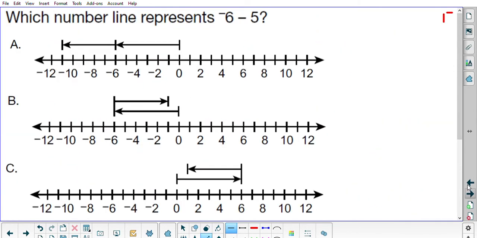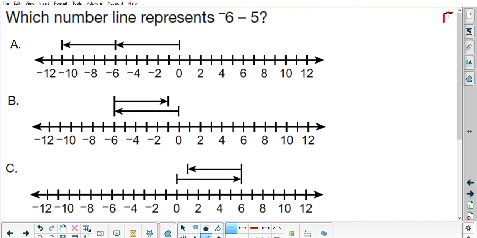All right, we have another problem for you. This one's a little bit different. It's multiple choice, and now it is showing the problem graphically with drawings done over number lines. So take a look at A, B, and C. Take a look at the original problem, negative 6 minus 5. Let's see if you can figure out which one is correct. Hit pause, figure out which one's right, then hit play when you're ready to see how you did.